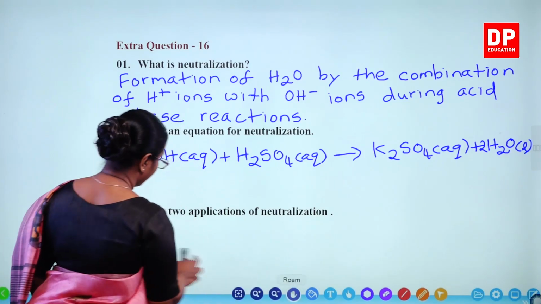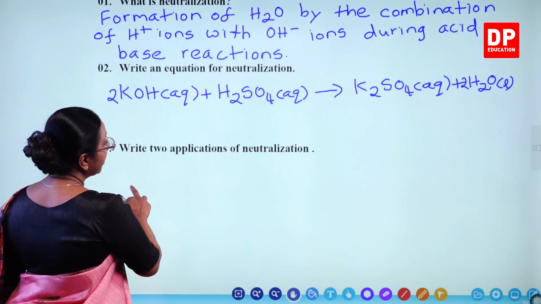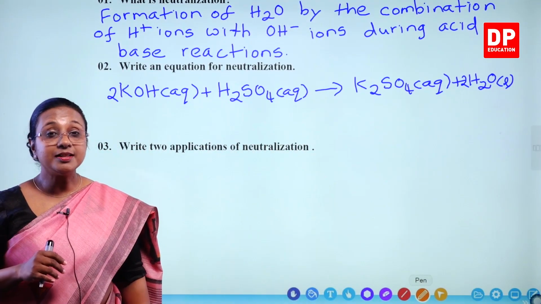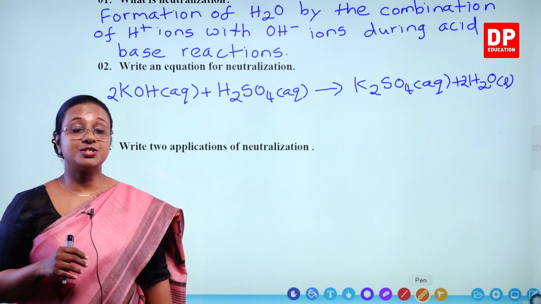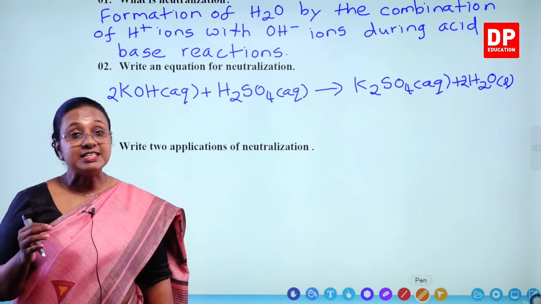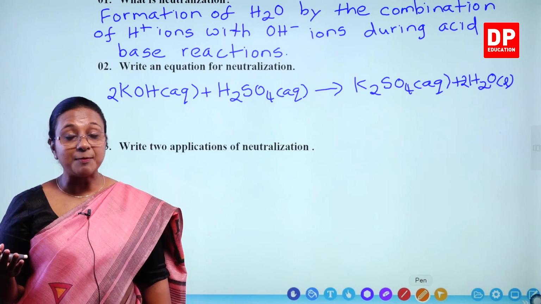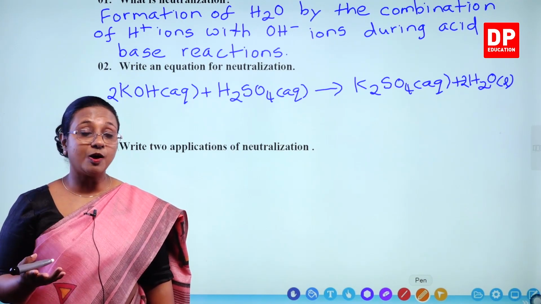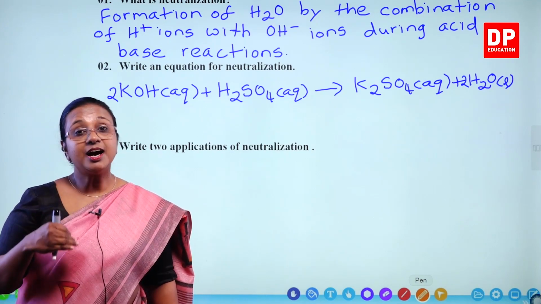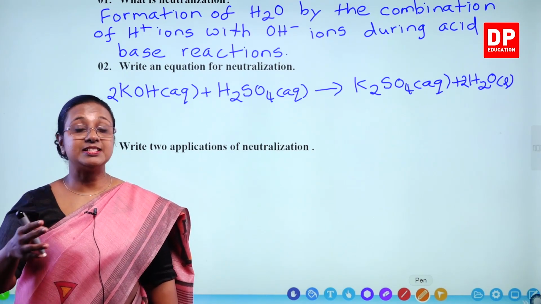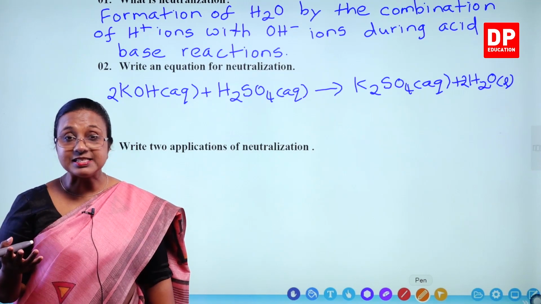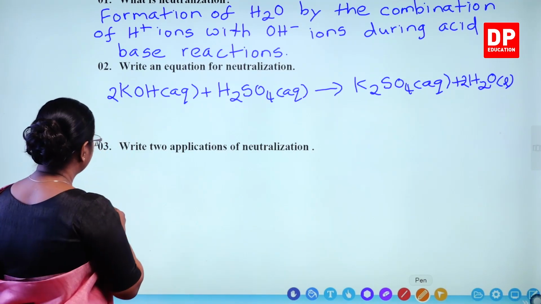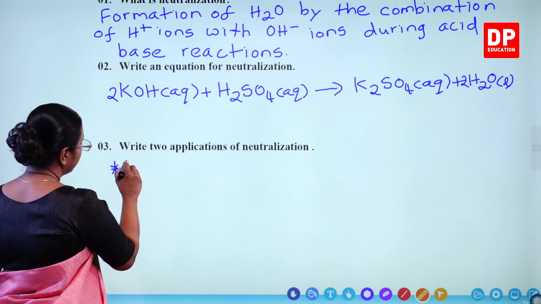Then the next one. Write 2 applications of neutralization. What are the applications of neutralization? For acidity, we use a mild base as the antacid tablet or milk of magnesia, where the hydrochloric acid in the stomach gets neutralized by the magnesium hydroxide present in milk of magnesia. So, that is one application.